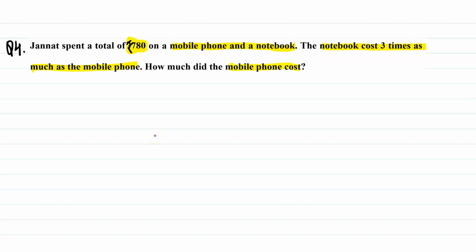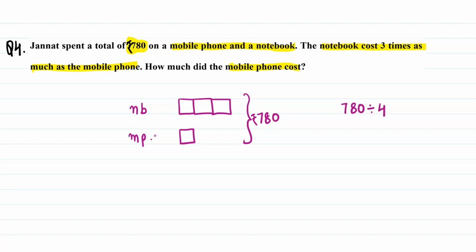So we can first draw a bar model, notebook and mobile phone. So the notebook costs 3 times. So we make 3 boxes and 1 box for the mobile phone. And the total cost is 780. All the boxes are equal, so we can divide 780 by 4 to figure out the value of 1 box. So how much is that? It is 195. So that means the cost of the mobile phone is rupees 195.